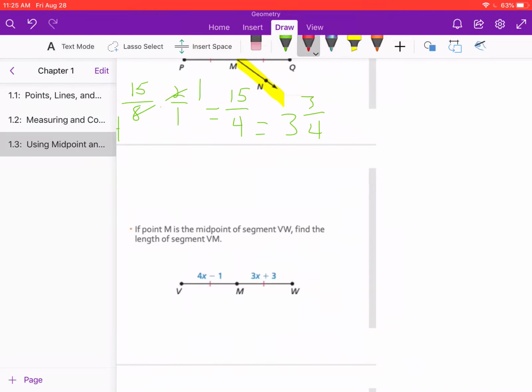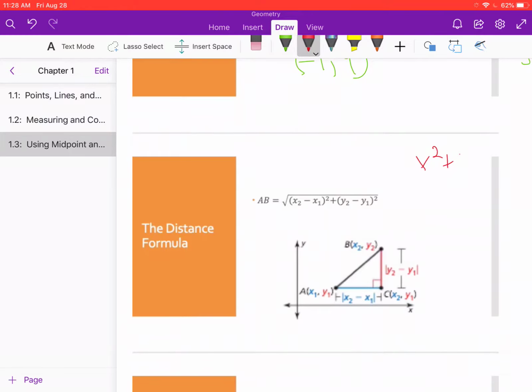And the last thing to learn for today is the distance formula. So how do we find the distance between 2 points? It's really easy if a segment is horizontal or vertical because we can just count on the graph. But if it's not, we have to use the distance formula. This comes from the Pythagorean theorem. So the Pythagorean theorem says a squared plus b squared equals c squared.